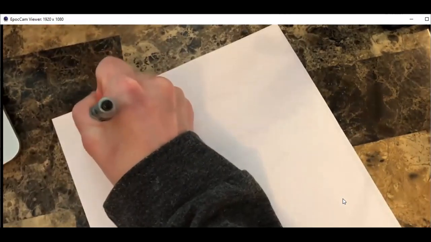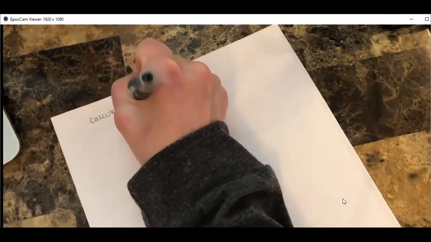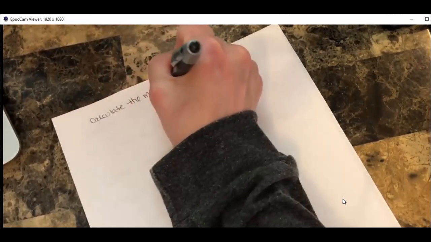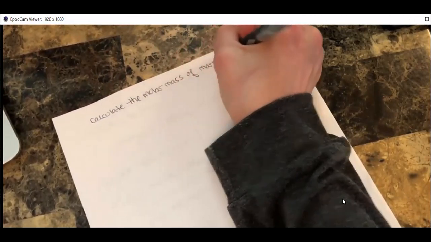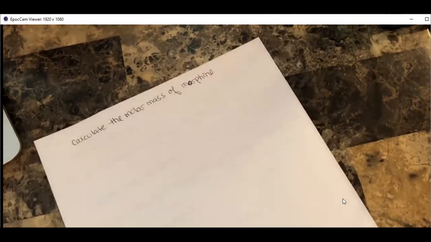All right, so let's look at mass percent. I want to calculate the molar mass of morphine. That's an O, morphine. Okay, my spelling, you guys know me. I want to get the molar mass, and I'm going to divide the mass of the element that I'm asked to look for, to try to find out the mass percent.